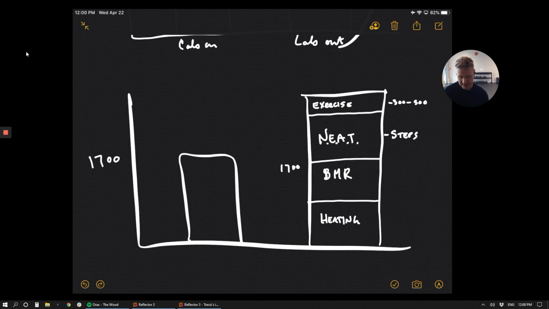So let's say this person did 10,000 steps. It's going to be plus 750 on top of the 1,700 BMR, and then exercise, let's just say it's 350. Make these numbers up, so they're shooting at 2,800 here. And then 1,700, and this person's in a 900 deficit, or they're burning 900.